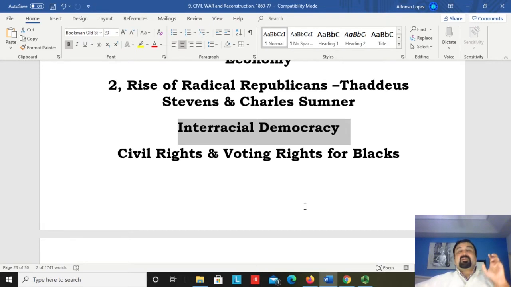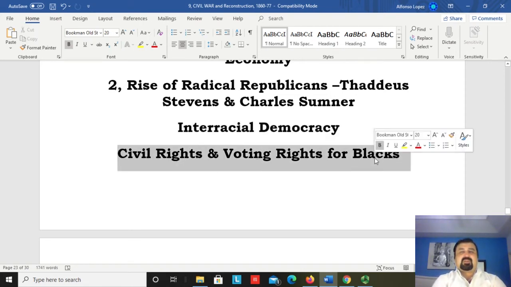For them, they want a deep radical change. That's why they're called the radical Republicans. For them, the idea of Reconstruction is not just freeing the slaves. They want radical change to take place in the South. Deep radical change, okay? That will include, for example, civil rights and voting rights for the freed population.